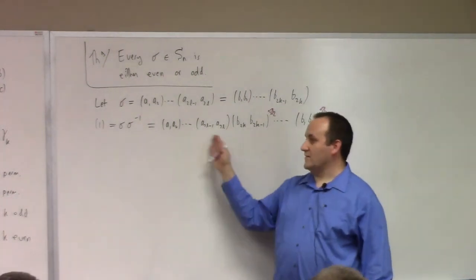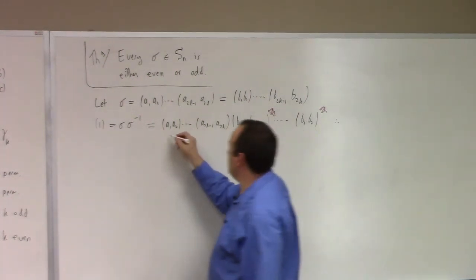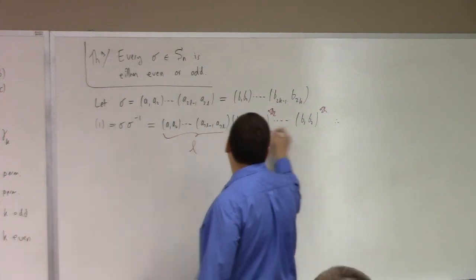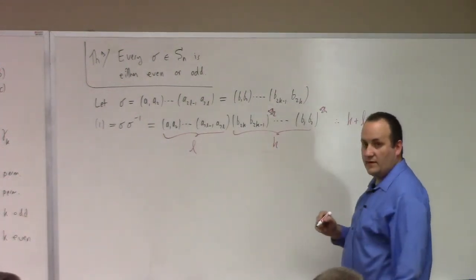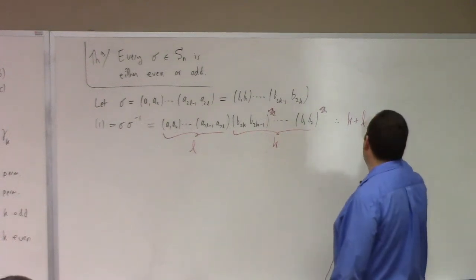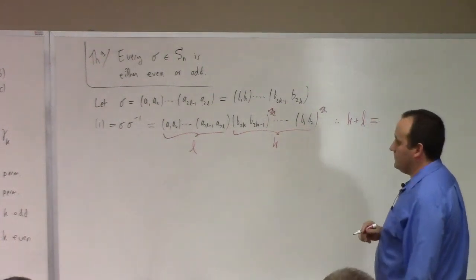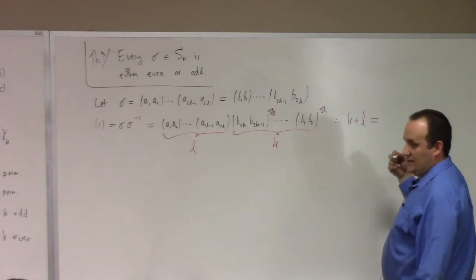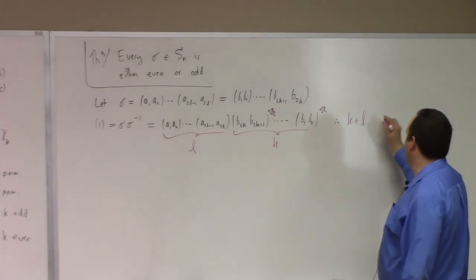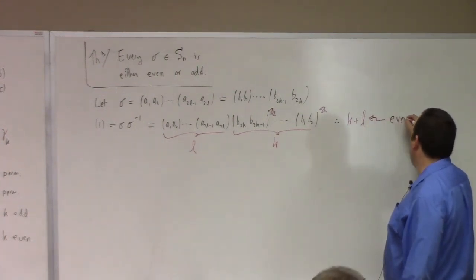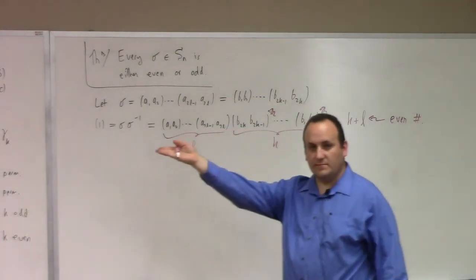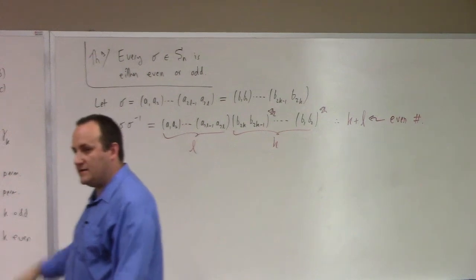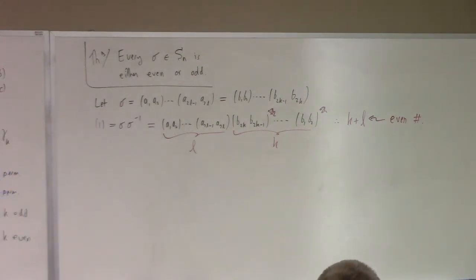There are L here, right? There are K here. So we have K plus L, right? Equals what? The number of transpositions of the identity, right? So this must be even by our previous theorem, because that's a cycle decomposition of the identity. So L plus K has to be even.